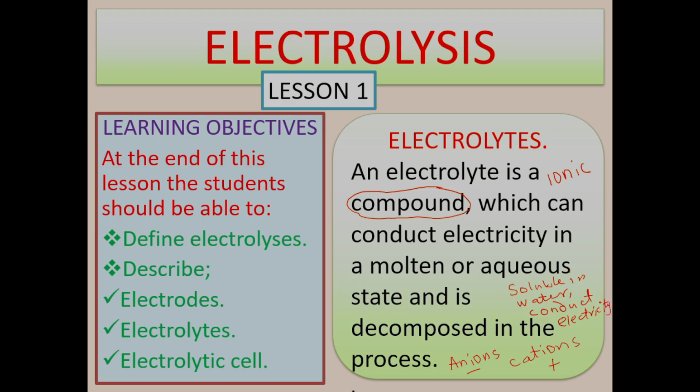So in every electrolyte, apart from organic acid, the cations form the first part of the compound. Take for example, calcium chloride. If you break this into the ions, calcium ion and chloride ion, the first part, which is the calcium ion, gives us the cation. Then the second part, which is the chloride ion, gives us the anion.